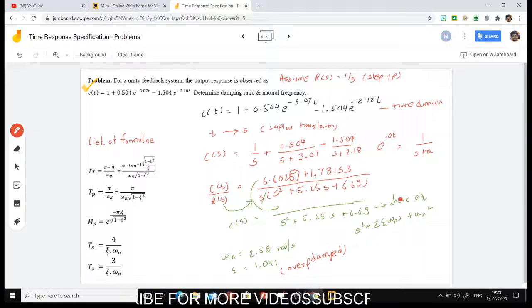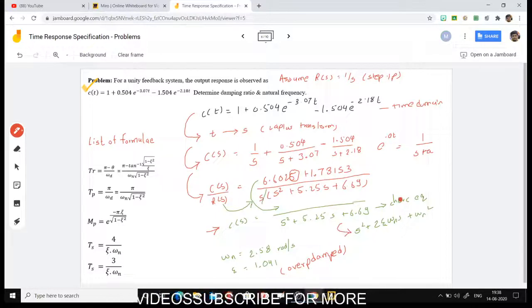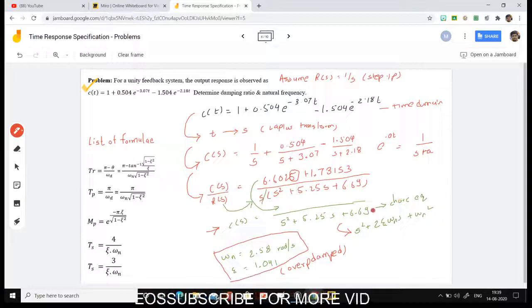Okay, so this is how, if your C of t is given and it is asked for finding the damping ratio and natural frequency, first we have to convert into a Laplace transform. In Laplace transform you have to consider a transfer function C of s upon R of s, and we have to substitute that R of s to find the final value of C of s, and the denominator of that value will be used to compare with the characteristic equation, and then you get the final answer omega n and zeta. Okay, so this is how you solve these types of problem.